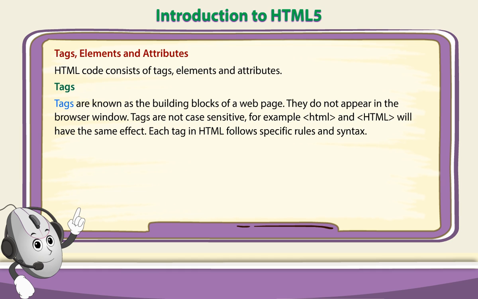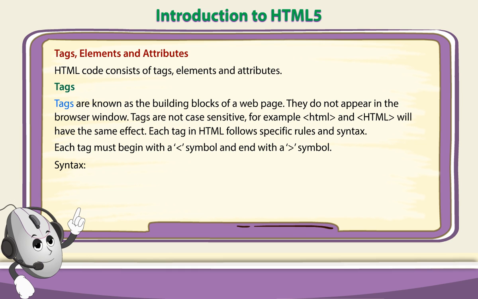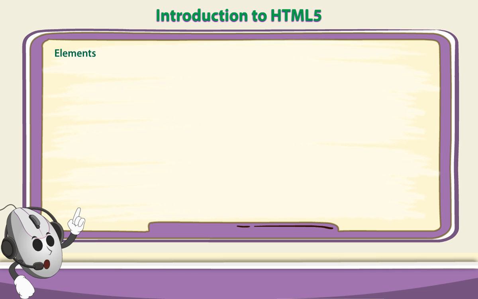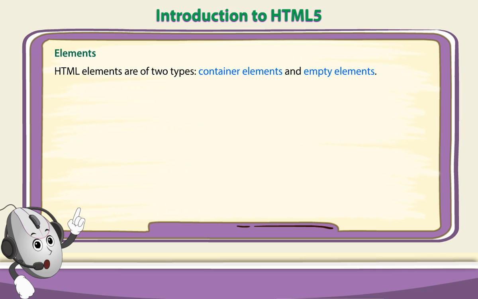Each tag in HTML follows specific rules and syntax. Each tag must begin with a less than symbol and end with a greater than symbol. Syntax: <HTML> on tag </HTML> off tag. Elements. HTML elements are of two types: container elements and empty elements.